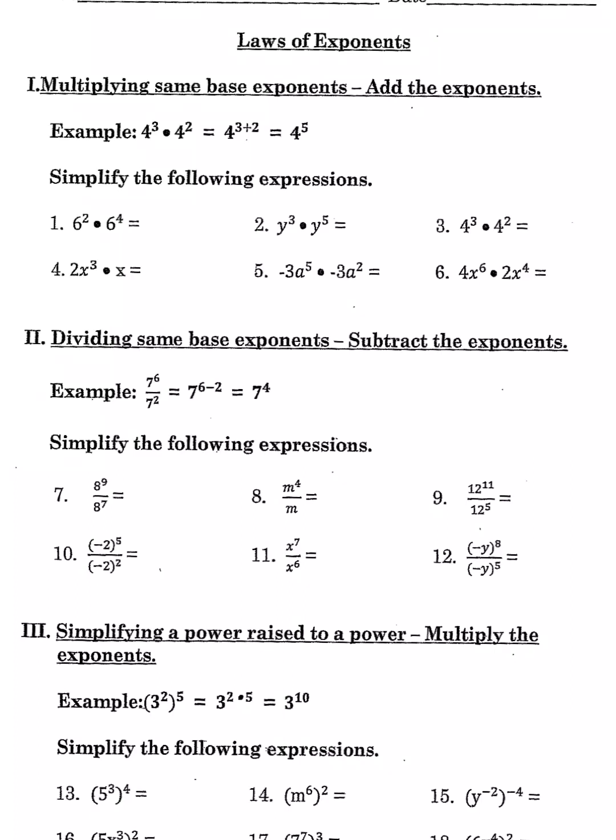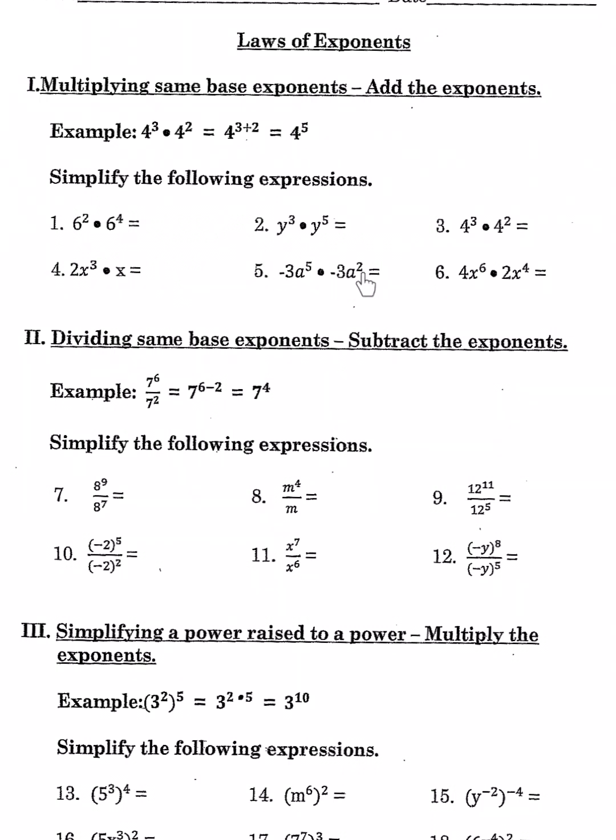Today you're going to work on the laws of exponents review for your test on Monday. Okay, let's look at the first Roman numeral 1 here. Multiplying powers with the same base. We add the exponents. For example, 4 to the third power times 4 to the second. We add the 2 plus 3 and we get 4 to the fifth power.